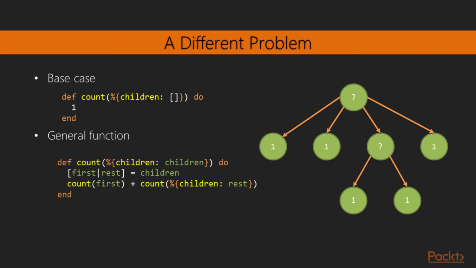Translating this into code is now possible using a function named count that takes a root node from the graph. The base function matches against a node with an empty children list, returning the value 1. The more general function takes the head and tail of the list of children and sums the count of the first child with the count of a node containing the rest of the children. As you can see, the general function will converge to the base case once the tail of the list of children yields an empty list.